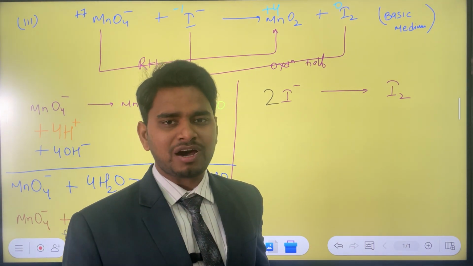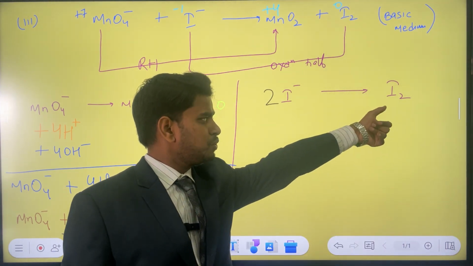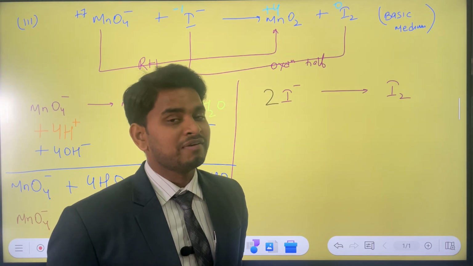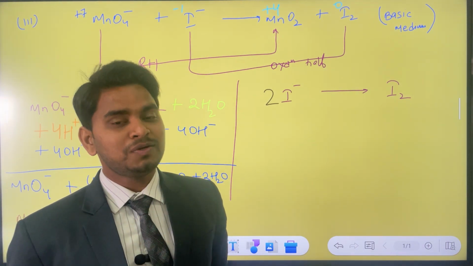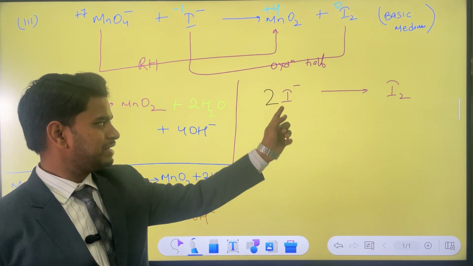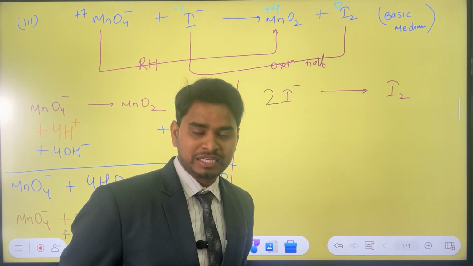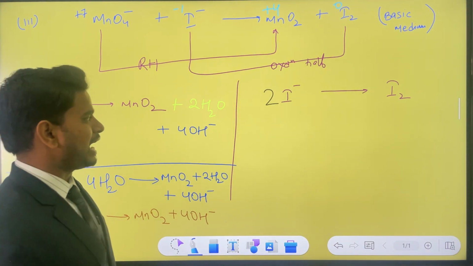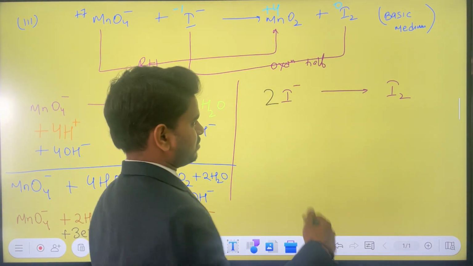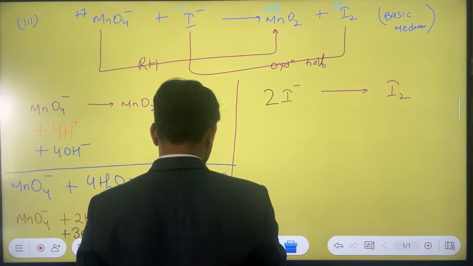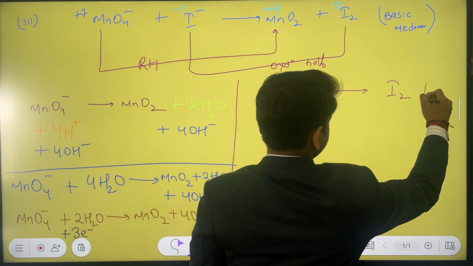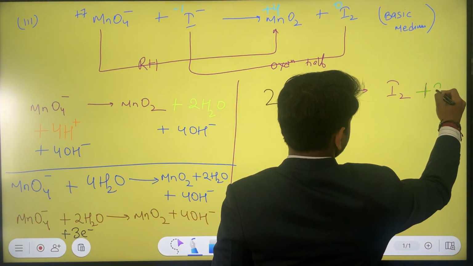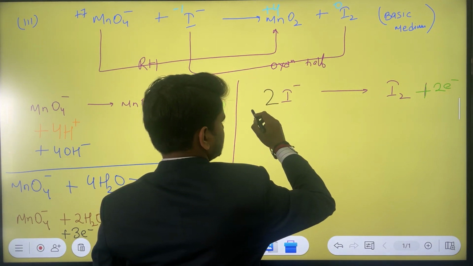Then we balance charge, and we have 0 charge on the right side. How much charge do we have on the left side? 2 minus. We have iodine having a minus charge, but we have 2 moles of iodine, so we have 2 minus charge here. So we will be adding 2 electrons on which side? The right side. Perfect. This equation is balanced.